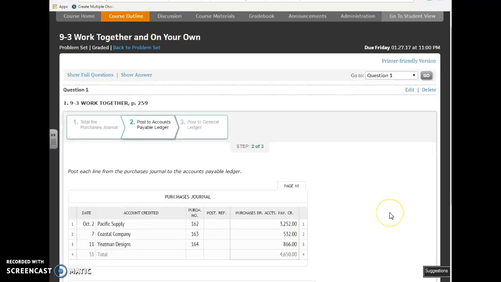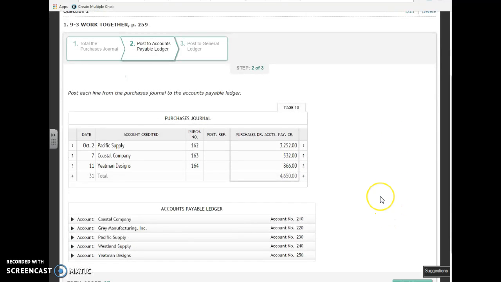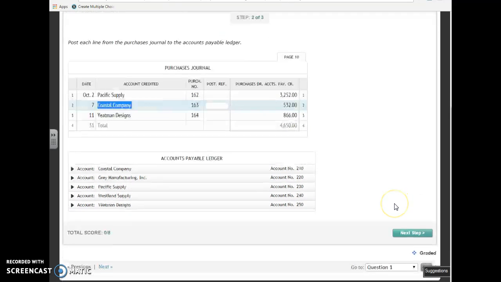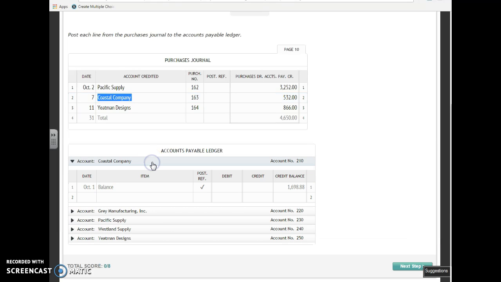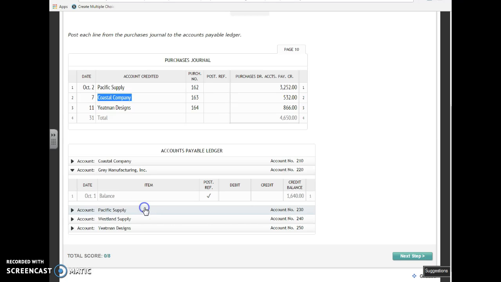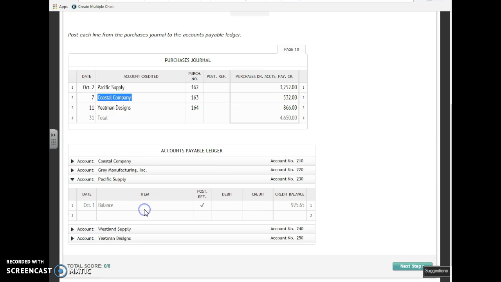All right, and what we're going to do here is we're going to be posting. Now, when it comes to posting, in Accounting 1, you would go to Pacific Supply, Coastal Company, et cetera, and post those amounts to those individual accounts. And we're still doing that. However, these are considered our subsidiary ledgers or our subledgers. This is our individual snapshot, is what you kind of think of with a subledger. A subledger tells me, okay, this is what I owe to Coastal Company, and this is what I owe to Grain Manufacturing, and this is what I owe to Pacific Supply, and so on and so forth.